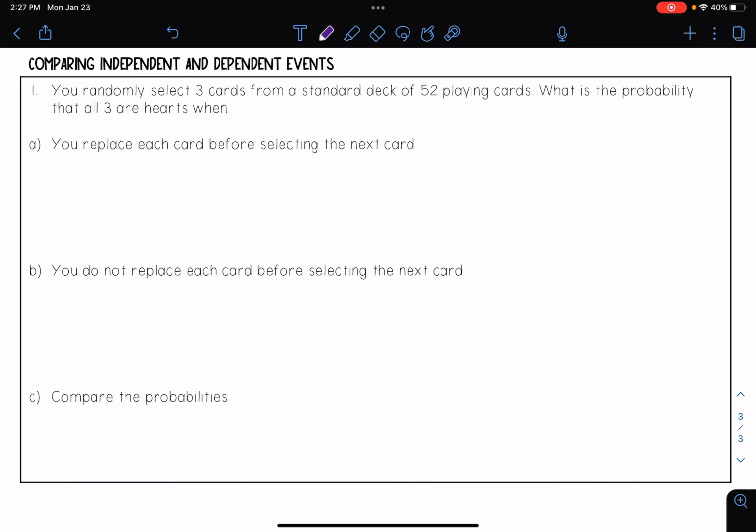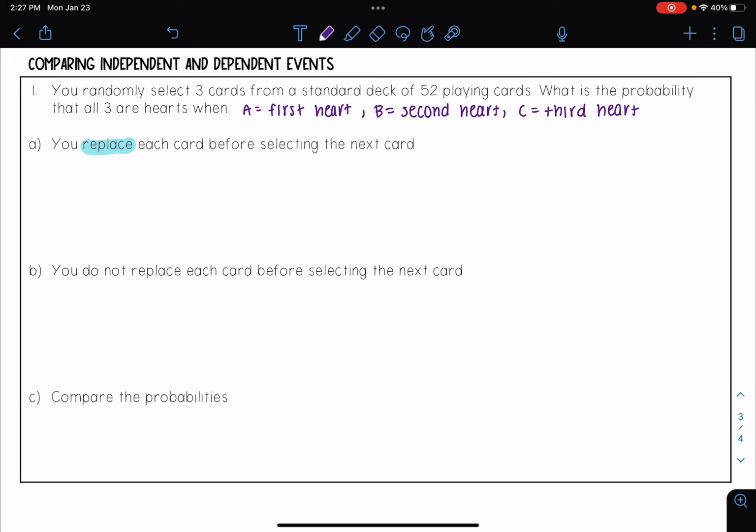So we're going to let event A be first card is a heart, B is second is a heart, and C is the third is a heart. So first, I want to find the probability when I replace each card before selecting the next card.